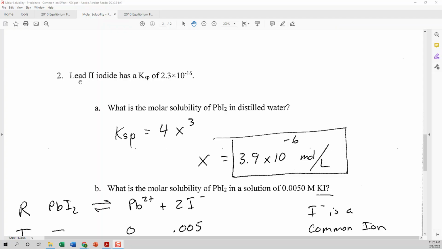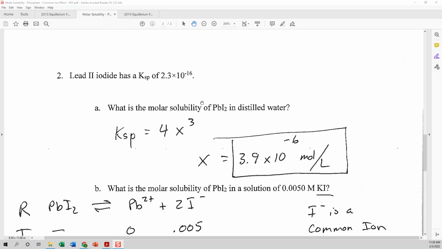All right, so let's go to the tape. Here we have lead(II) iodide, which has a solubility product, a Ksp, of 2.3 times 10 to the negative 16. Remember, that value is telling us not very soluble, obviously, and based on solubility rules, we wouldn't expect lead(II) iodide to be very soluble. We have the Ksp for this compound, and the first question is, what is the molar solubility of lead iodide?